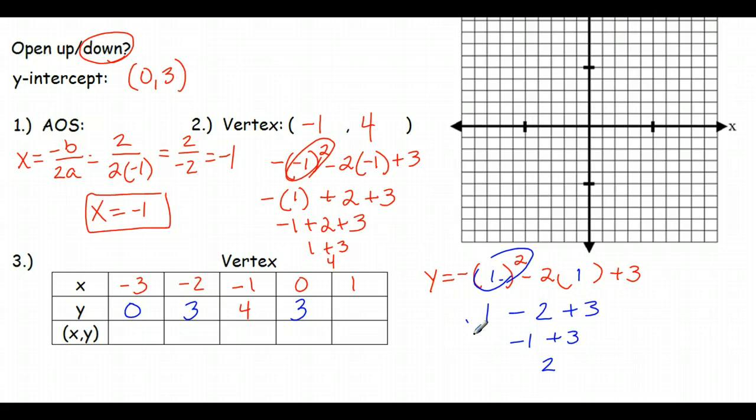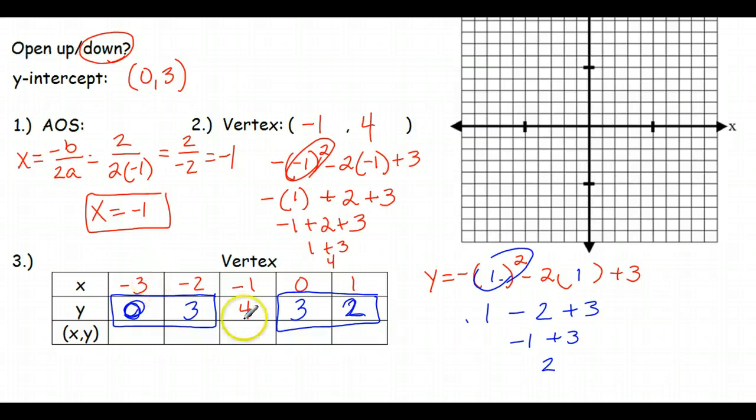Oh, is that right? Did I make a mistake? Let's see. I'm not sure, but I think 1 minus 2 is negative 1 plus 3 is 2. I think I made a mistake. Where's my mistake? Maybe I made it when I plugged in negative 3. Now the reason that I'm noticing I may have made a mistake is because the values over here should match our values over here. And notice that here I have a 2 and here I have a 0.